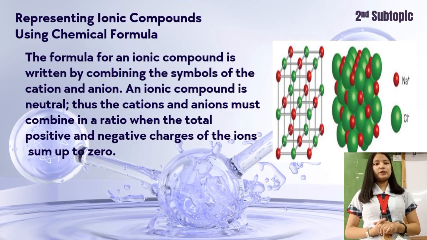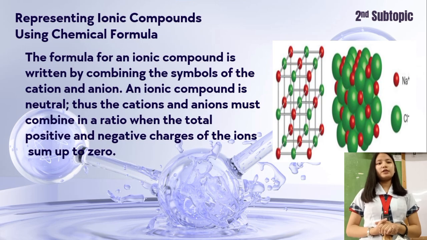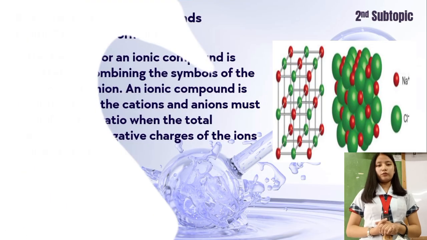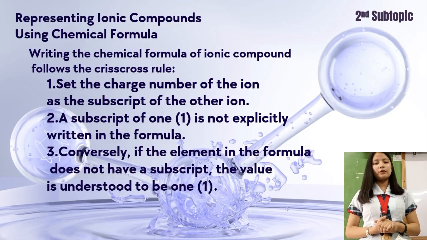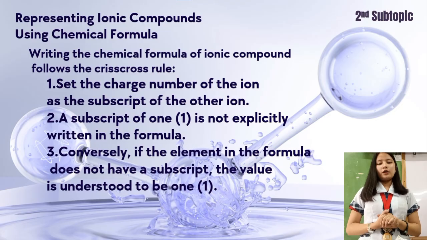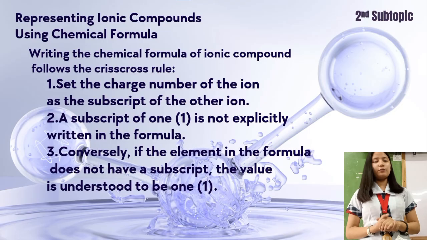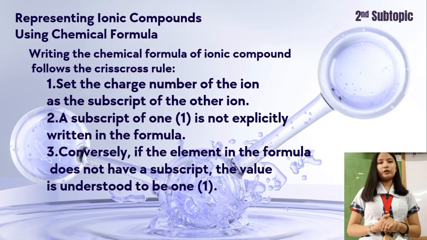An ionic compound is neutral, thus the cations and anions must combine in a ratio where the total positive and negative charges of the ions sum up to zero. The criss-cross method is a shortcut for determining the correct chemical formula for an ionic compound, ensuring the resulting compound is electrically neutral.